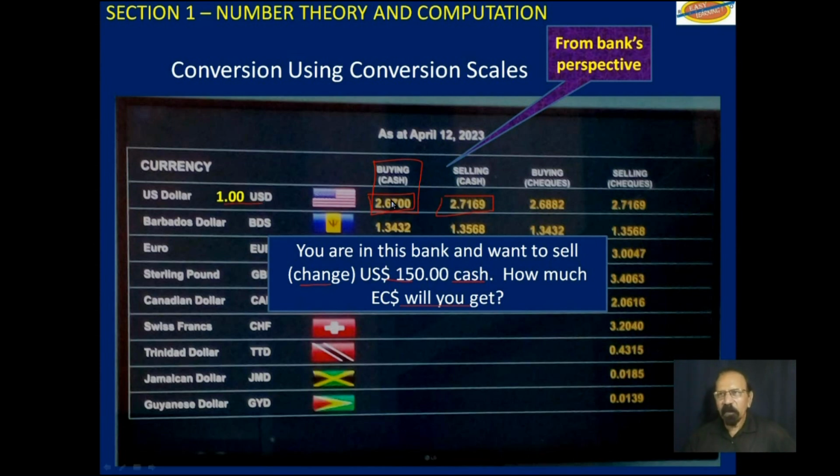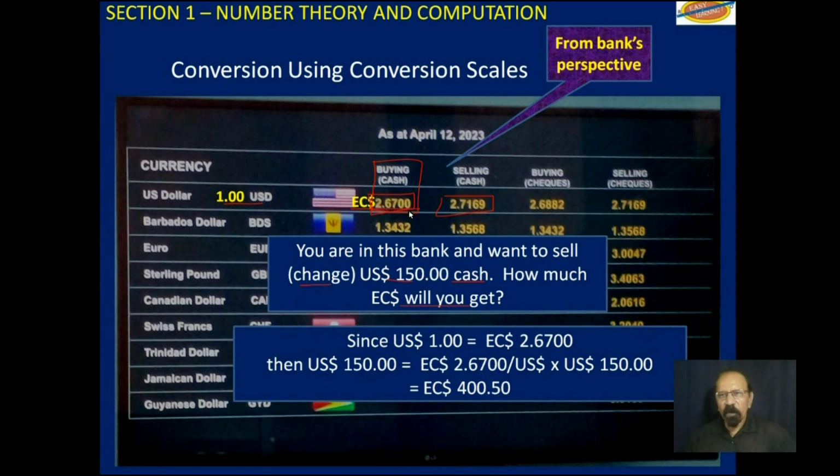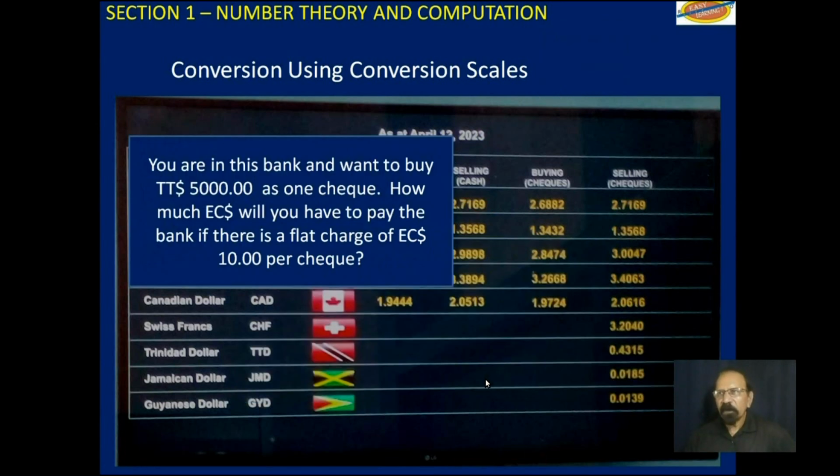So 1 US dollar, this 2.6700 is what the bank will buy from you. You are selling to the bank. So we use 2.6700, we multiply that by 150, and you get $400.50.